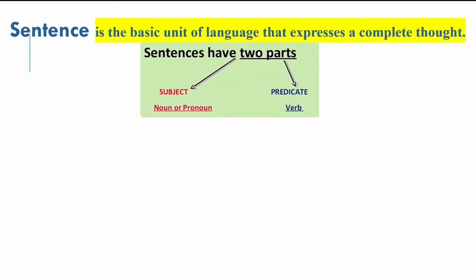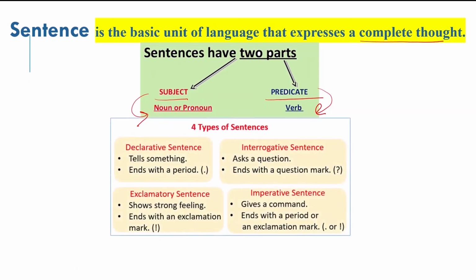Hereby we come to an end of today's lecture. Let's take a quick recap. What is a sentence? Sentence is the basic unit of language that expresses a complete thought. Sentences have two parts, subject and predicate. Subject is noun-based part of the sentence and predicate is verb-based part of the sentence that a subject does. And we have also learnt about four types of sentences: declarative sentences, interrogative sentences, exclamatory sentences, and imperative sentences.